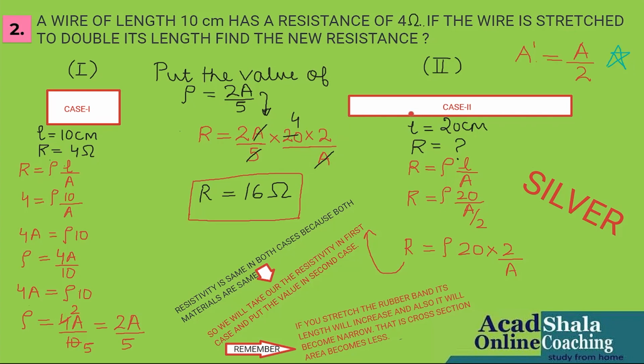Okay, let us move to the second case. According to the numerical, in the second case the wire is stretched to double its length, find the new resistance. In the second case, it is double.